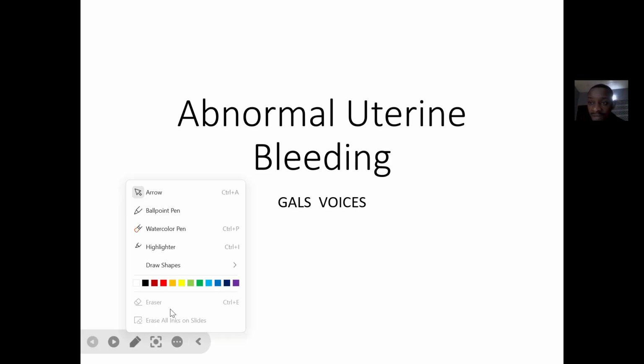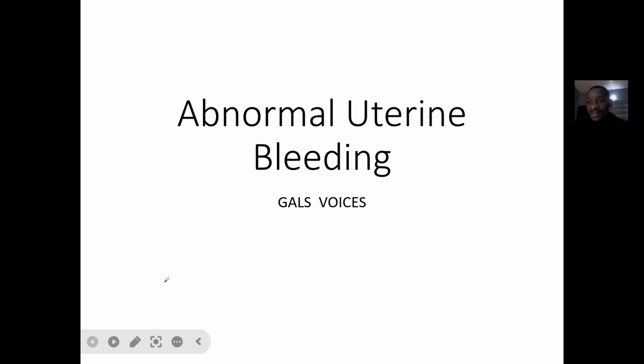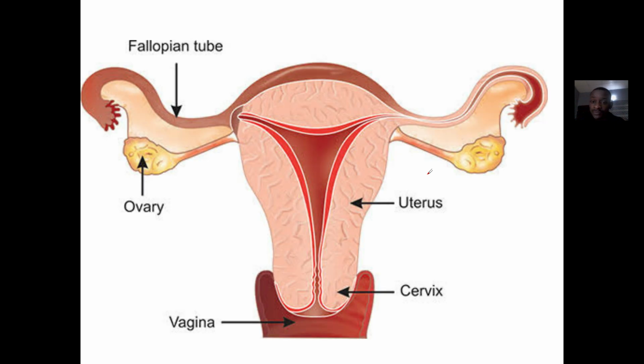Now this will be our first lecture on this beautiful subject of abnormal uterine bleeding. They usually abbreviate it as AUB. Abnormal uterine bleeding is basically any bleeding from the uterus that is heavy. It could be outside menstruation, or during menstruation, but it is too much compared to the normal menstrual bleeding. Do you understand that?